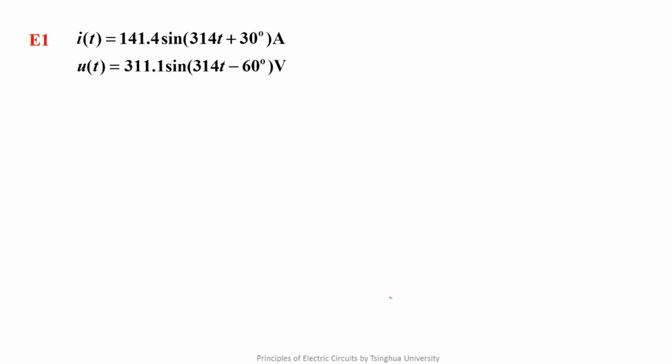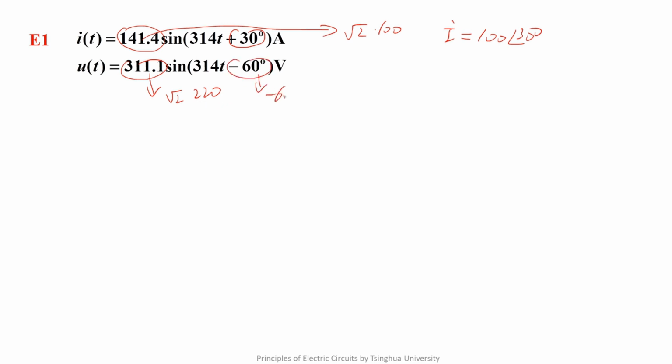We need to change the time domain expression into the corresponding phasor expression. For this, its amplitude is 141.4 amperes, equivalent to the square root of 2 times 100. Its initial angle is 30 degrees, thus we can rewrite it like this. As for this, we are aware that it equals the square root of 2 times 220, and we need to know that the RMS voltage in China's home outlet is 220 volts. The initial phase angle is minus 90 degrees. Thus, its corresponding phasor is like this, and the units are volts and amperes, respectively.